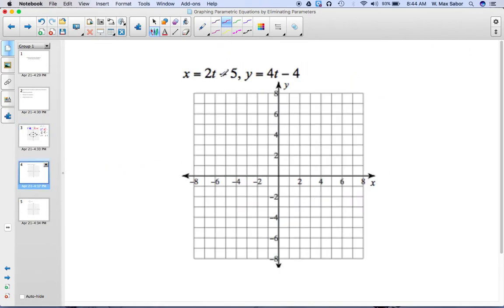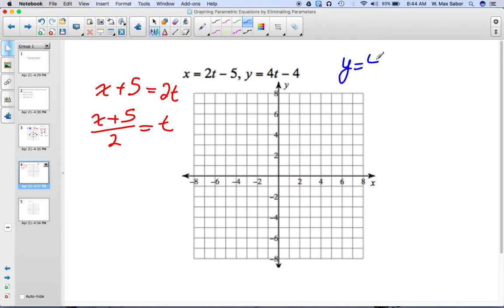Here we have two linear equations. We can solve one of them for t. I'm going to solve this one for t. X plus 5 equals 2t. X plus 5 over 2 equals t. Now let's substitute that into the other one.